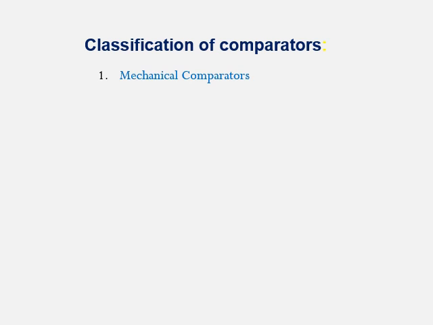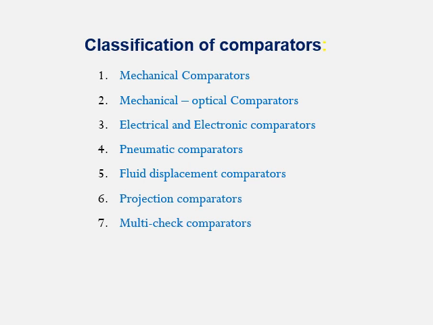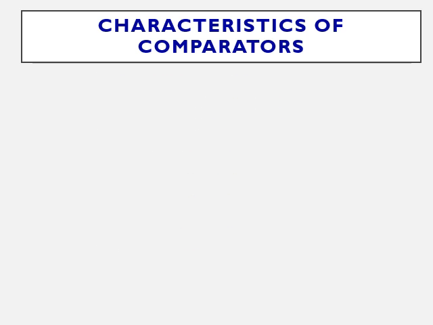Classification of comparators. The different types of comparators are: first, mechanical comparators; second, mechanical optical comparators; third, mechanical electrical and electronic comparators; fourth, pneumatic comparators; then fluid displacement comparators, projection comparators, multi-check comparators, and automatic gauging machines. These are the different types of comparators.